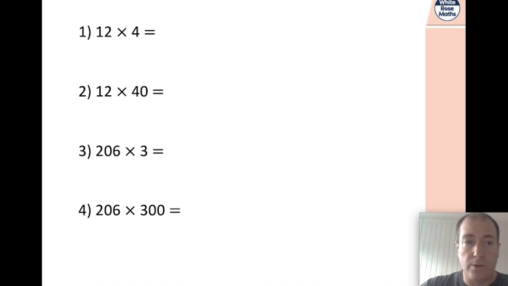Okay, so the first question, 4 times 12 is simply 48. And if we know that 12 times 4 is 48, then hopefully we can realize that the answer to question 2 is going to be 10 times larger, because you can see here this 40 is actually 10 times larger than this 4 here. So the answer is going to be 480.